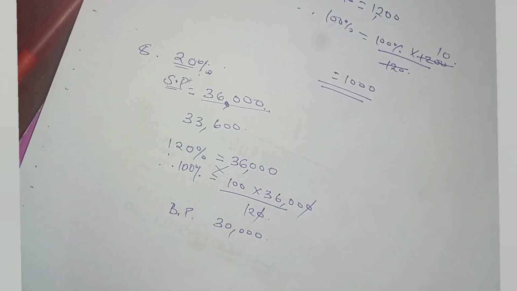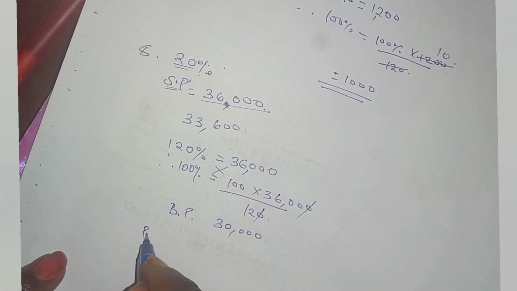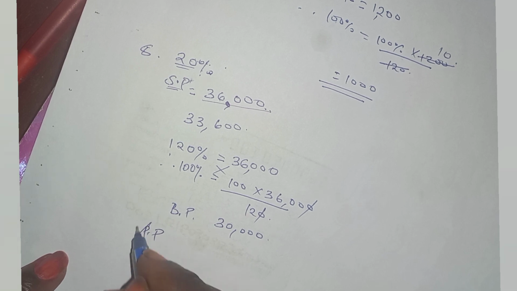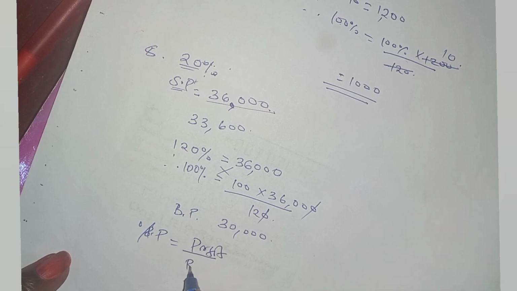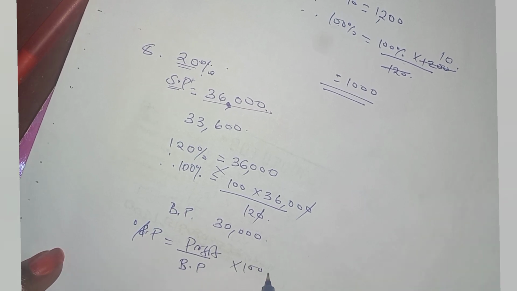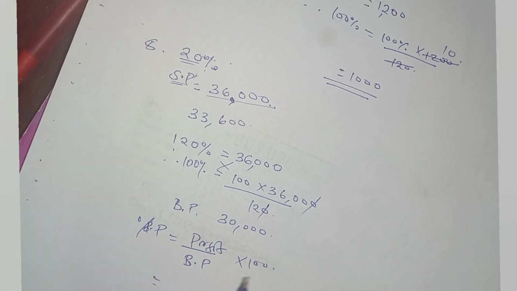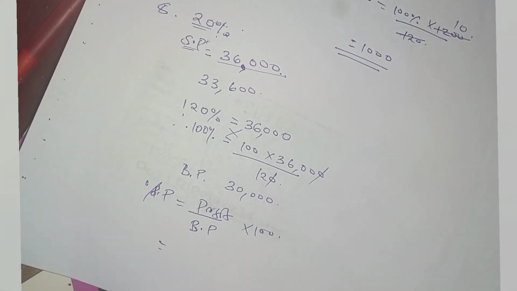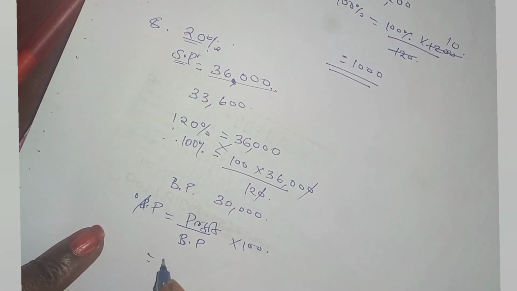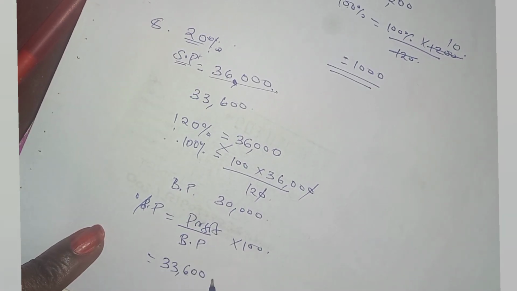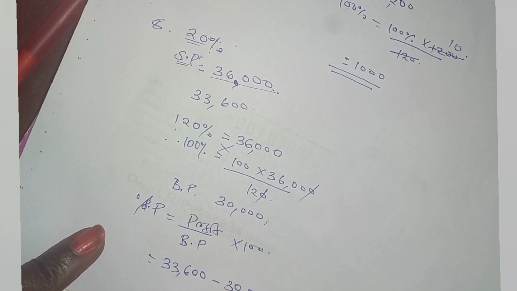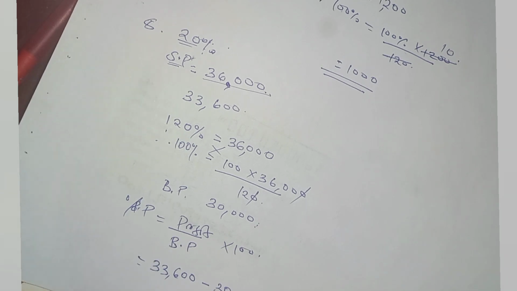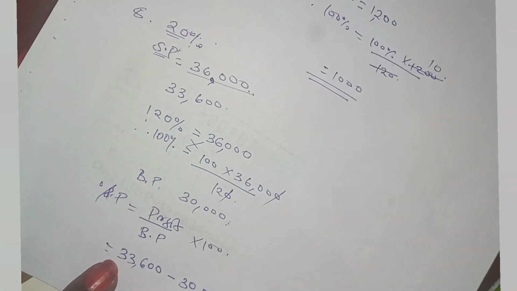So for us to get the percentage profit here, the percentage profit is equal to profit all over buying price times 100. So the profit that this trader made at the trade fair will be 33,600 minus this buying price, which is 30,000. We'll get 3,600.